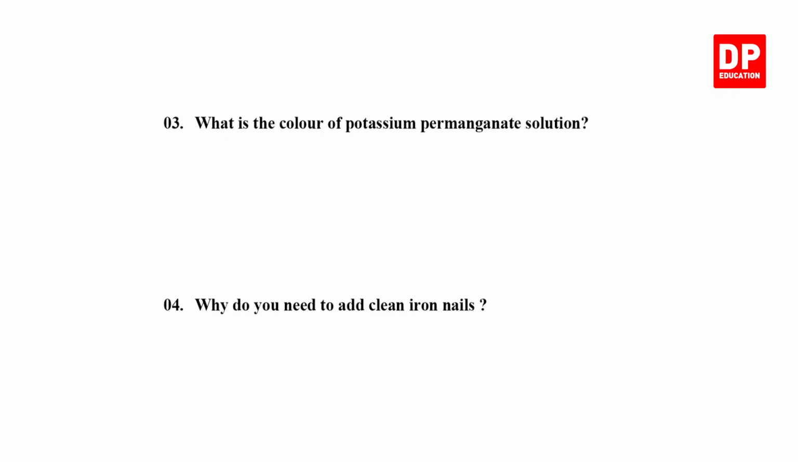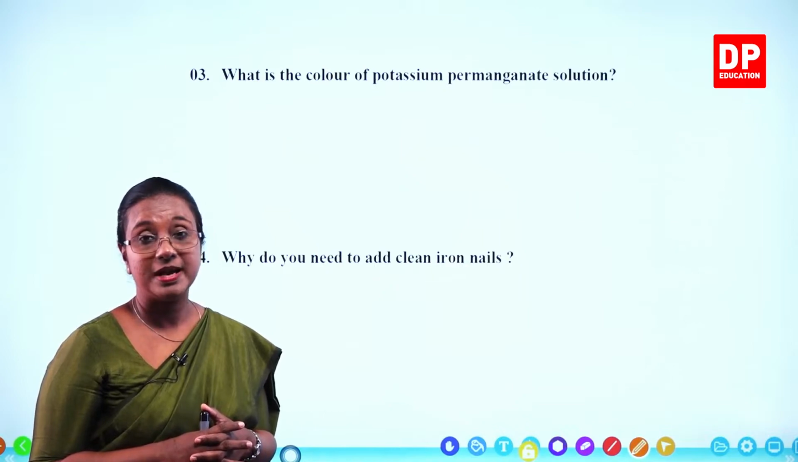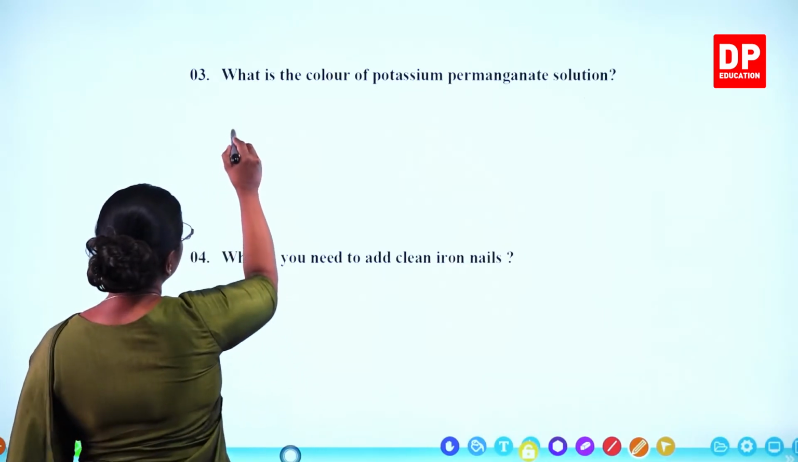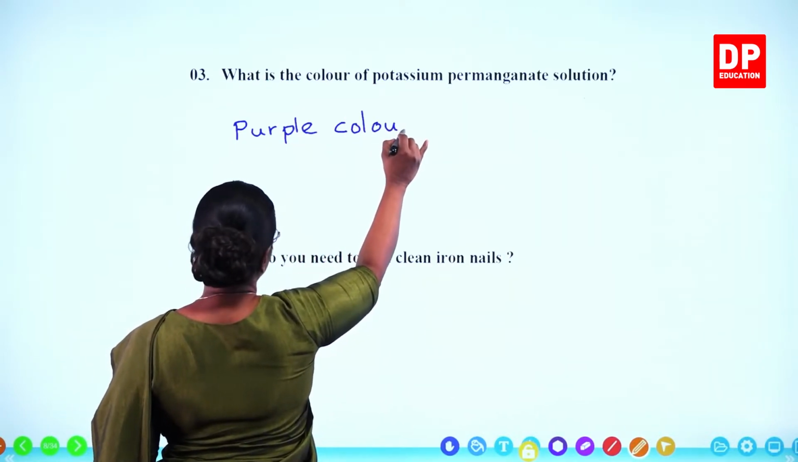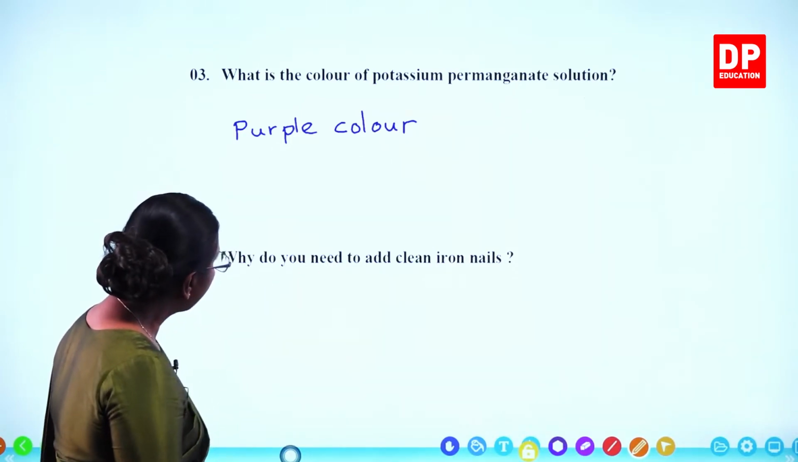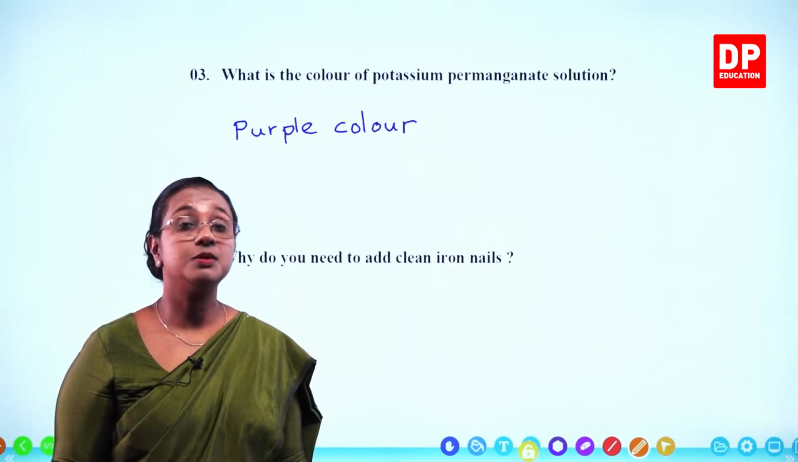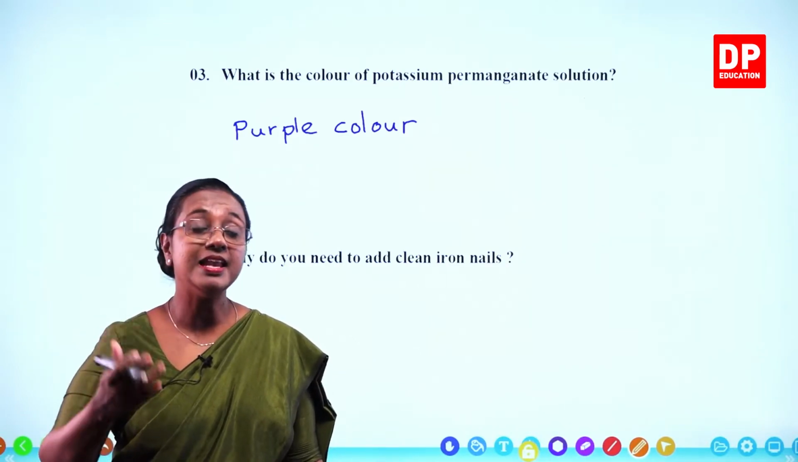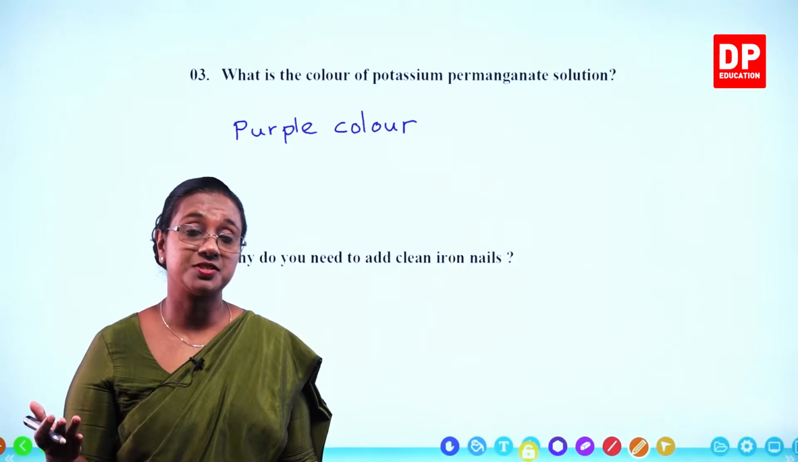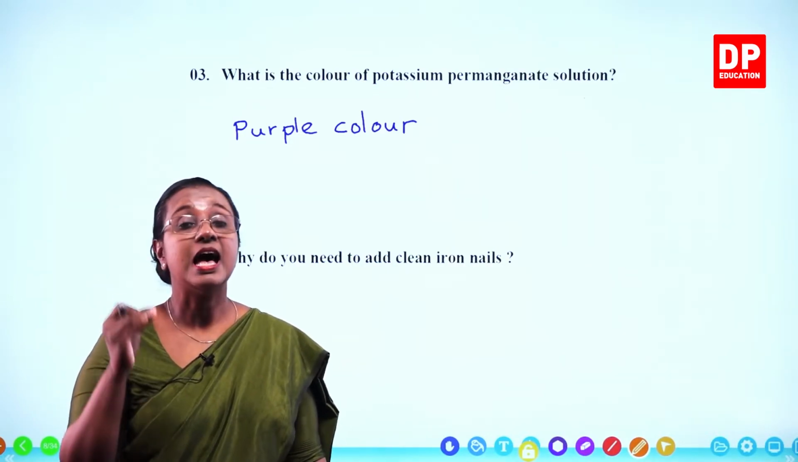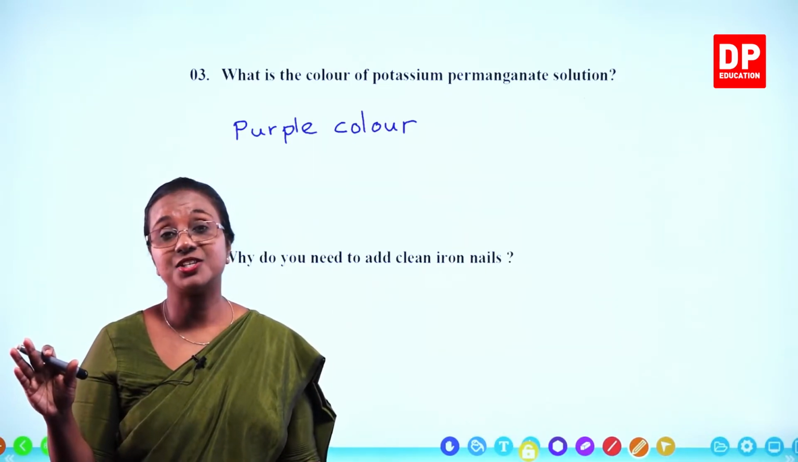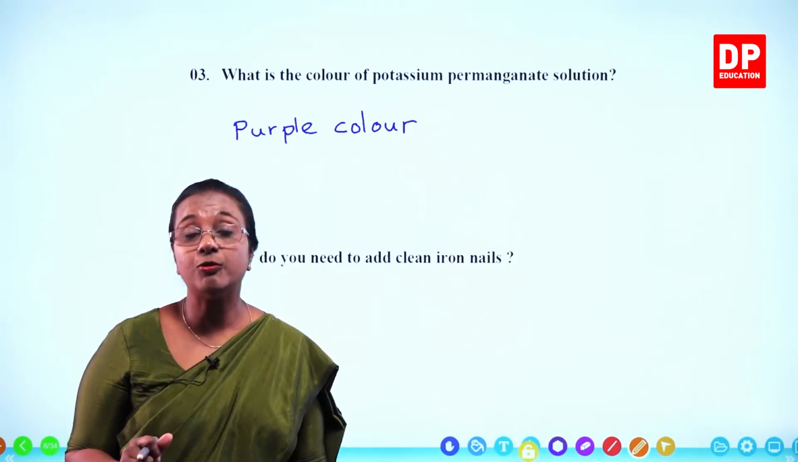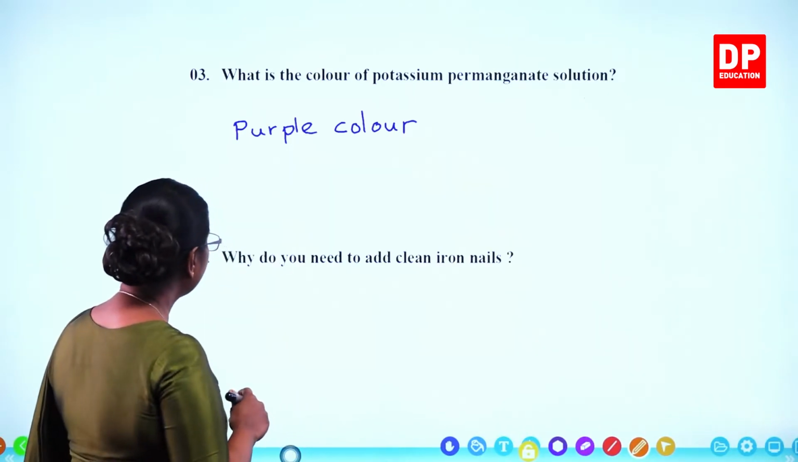So the third one, what is the color of potassium permanganate solution? What is the color of potassium permanganate? Purple color. So that is something you all are familiar with, purple color. Then, why do you need to add clean iron nails? Why is that? If there is rust, then there can be another reaction taking place. So, if you use clean iron nails, iron will react only with potassium permanganate. There will be no other reactions interfering with the required reaction. So, that is what you have to say here.